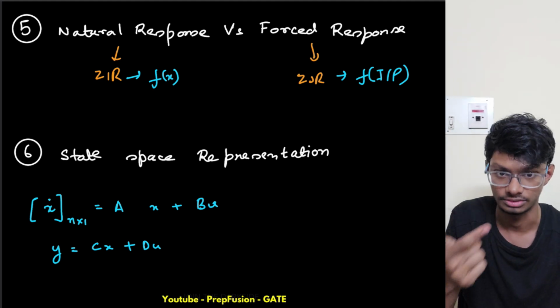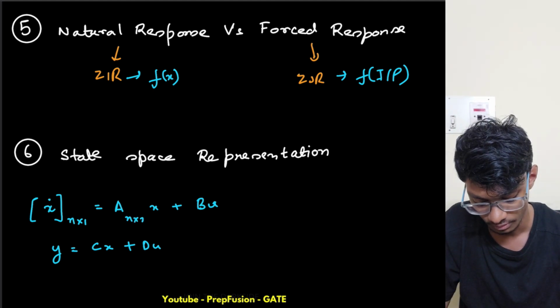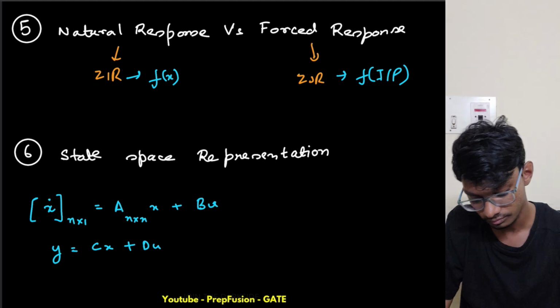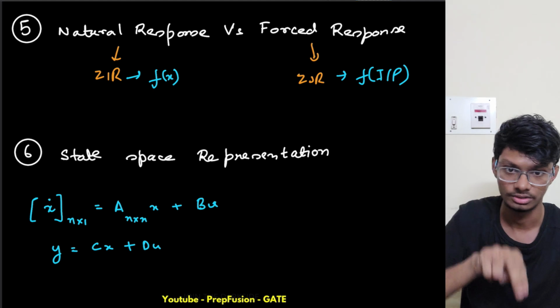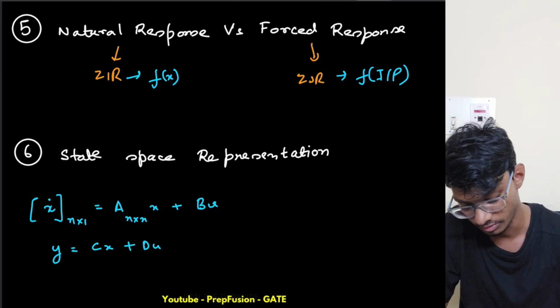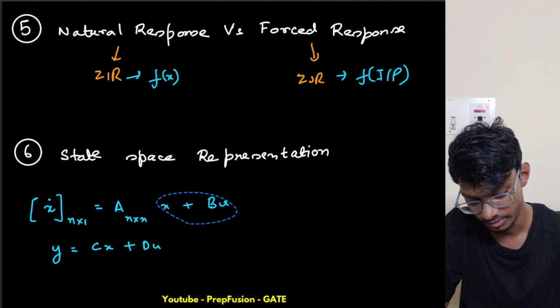A's order is n cross n, right? We remember that. Now what will be the order of x? So x is also a column matrix, right? So what will be the order? It will be n cross 1, right?